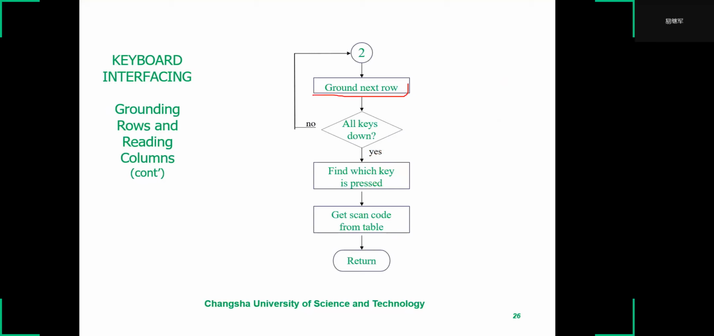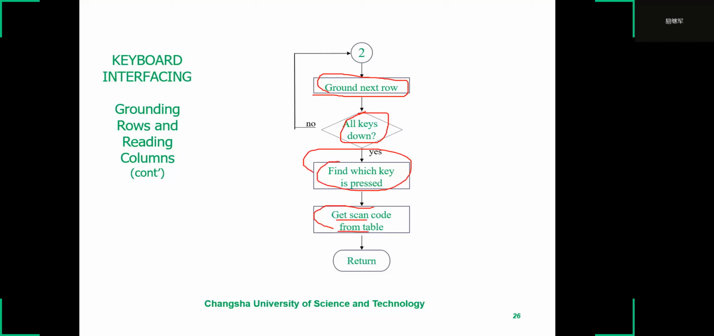Ground the next row. This flow chart just gives a zero to one row at a time. Check all keys for ground. If there is a key grounded, find which key is pressed. Get the scan code from the table and return.